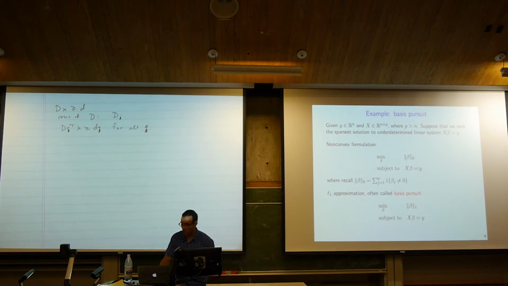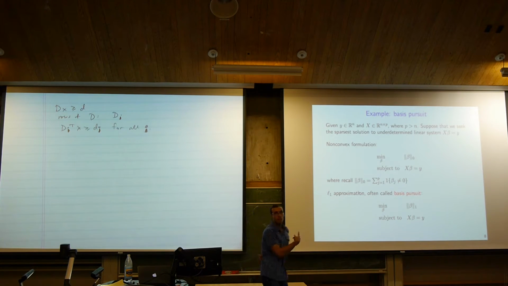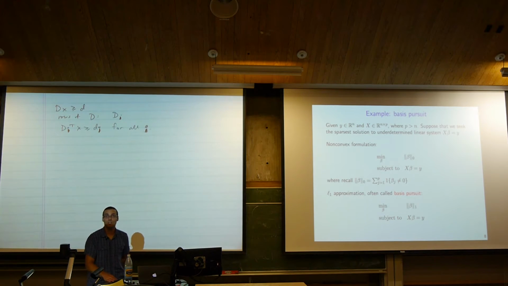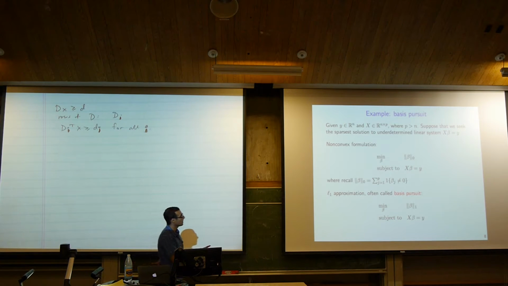You can convince yourself that the L0 norm, which I'm defining here, is the number of non-zeros in beta. So this is going to be 1 when beta is non-zero and 0 otherwise. That's not a convex function. It's really very similar to some of the arguments we gave with rank earlier. It's definitely not convex.